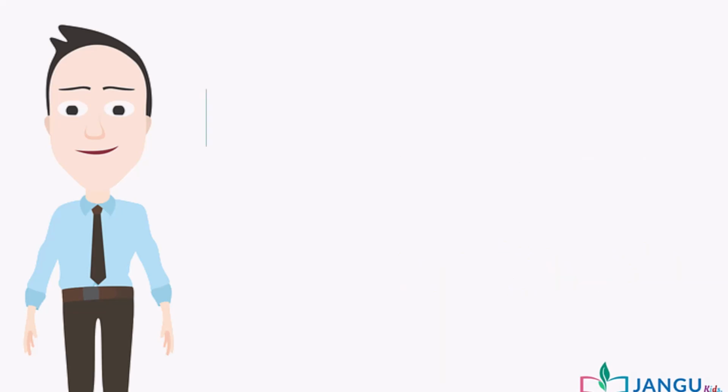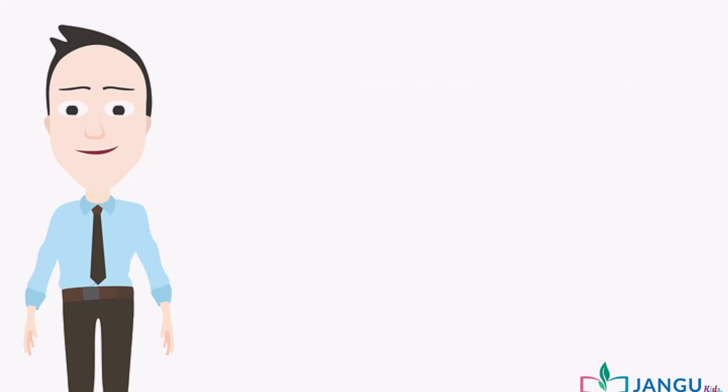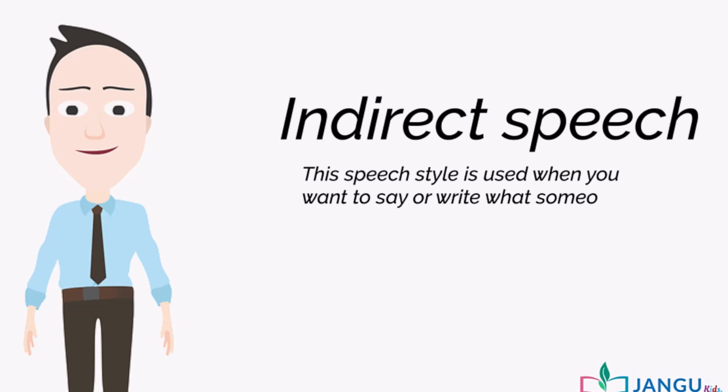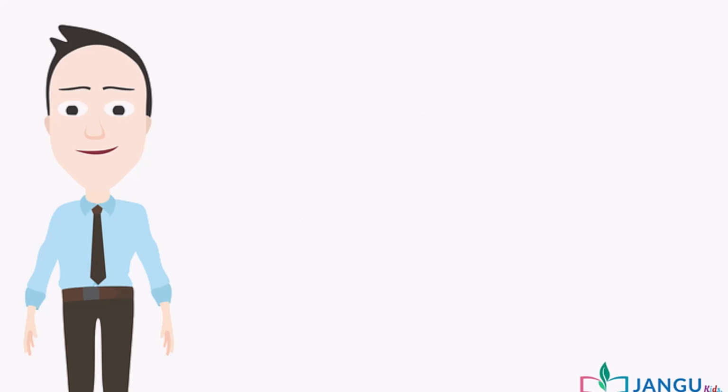Moving on to the next speech style, which is 2. Indirect speech. This speech style is used when you want to say or write what someone said without quoting them word for word. Indirect speech does not need quotation marks because the words are being reported by the writer or speaker. For example, in this sentence, Mary said that she loves mathematics.